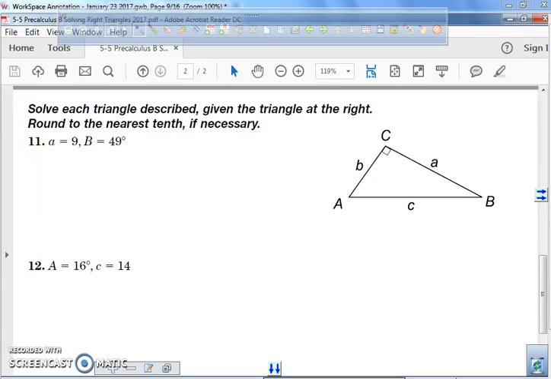Right, we're continuing with Chapter 5, Section 5, solving right triangles. How many angles does a right triangle have? 3. How many sides? 3. So when we're solving a right triangle, we're solving for all 3 sides and all 3 angles.